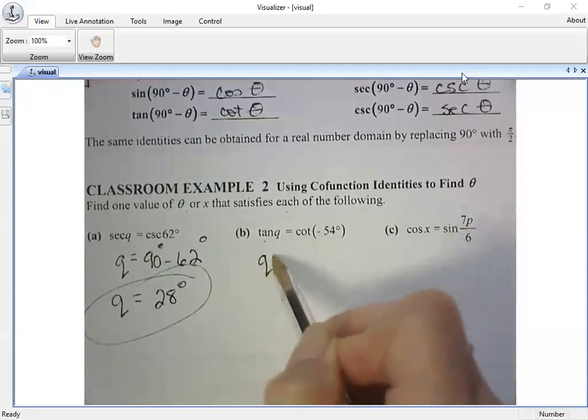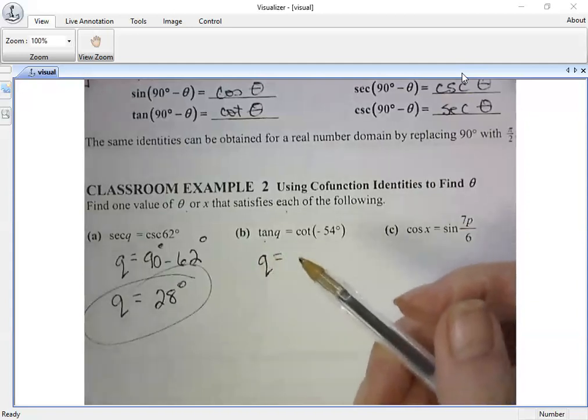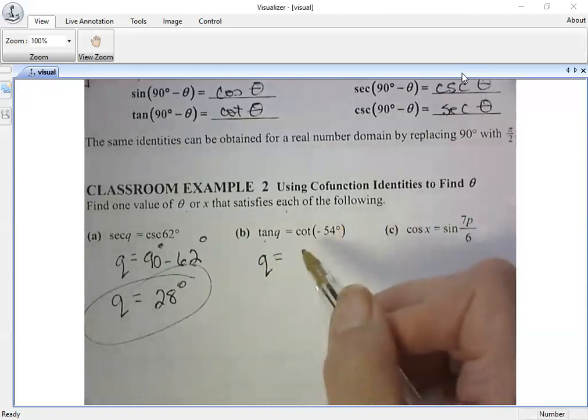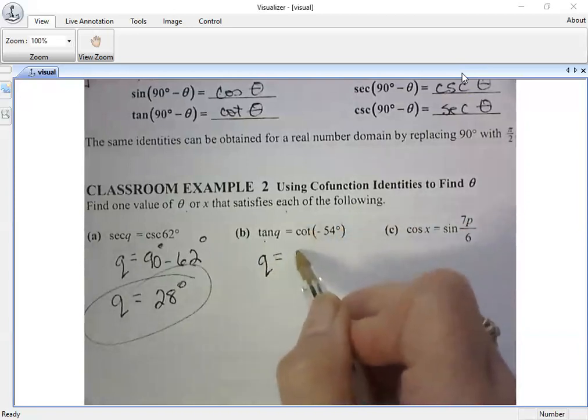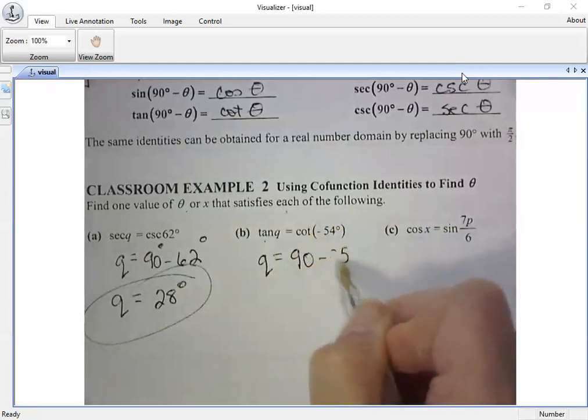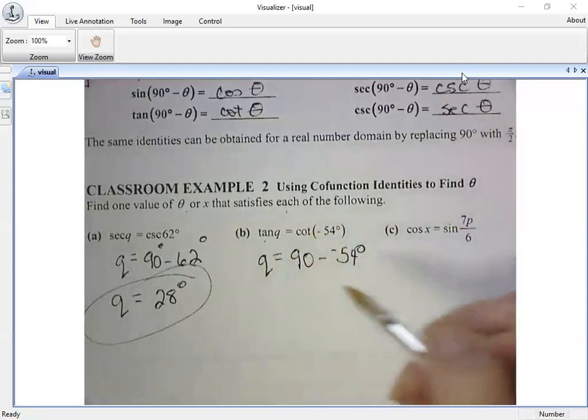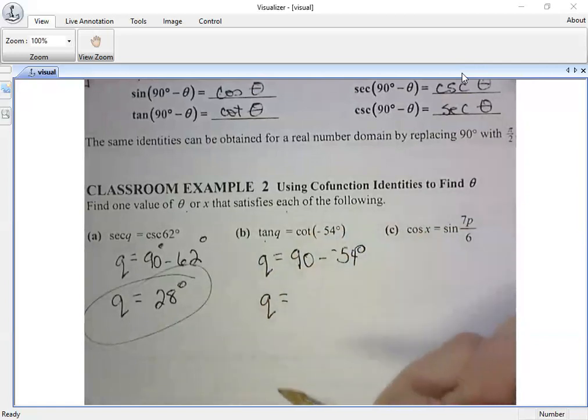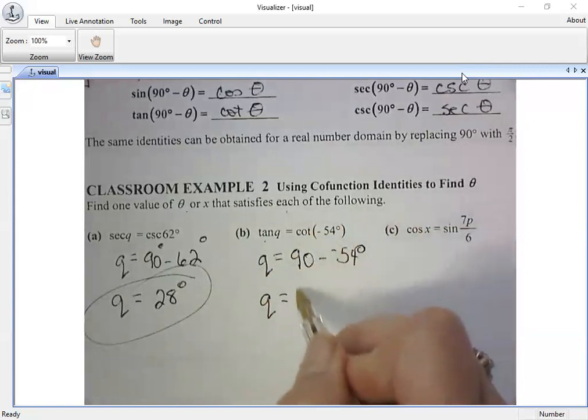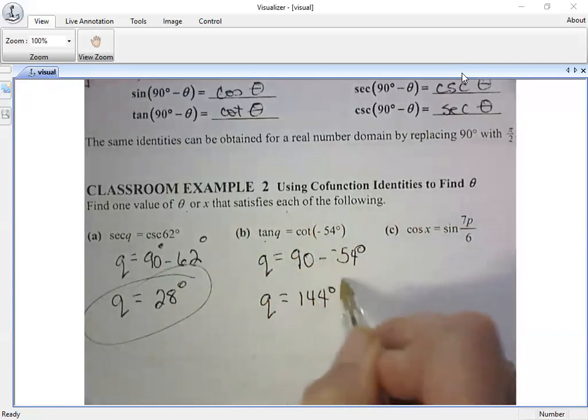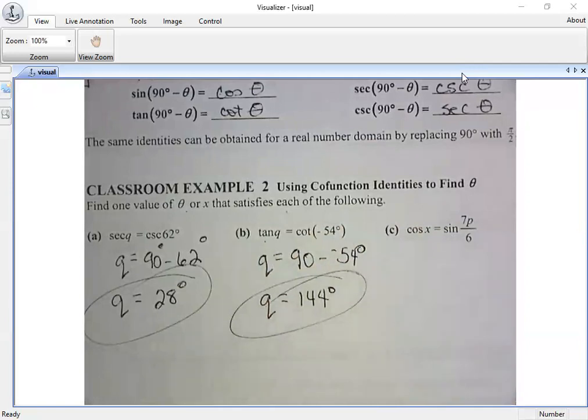Okay, now, what would we do with this one? Same thing. So tell me how you would write, what would you write down to find angle Q? Wouldn't it be 90 minus negative 54, with adding? Very good. We could do 90 minus negative 54, and that would give us 90 plus 54, which is 144 degrees. Notice it said find one value. We could have found other ways of expressing it, but 144 degrees is going to be one of the values that will be a cofunction.